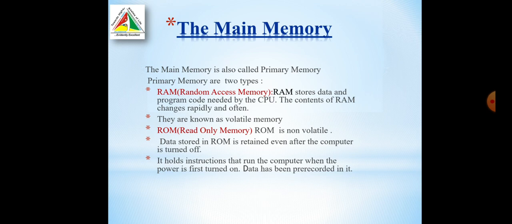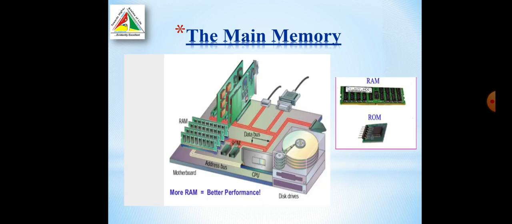But ROM is a non-volatile memory. Data stored in ROM is retained even after the computer is turned off. It holds instructions that run the computer when the power is first turned on. Data has been pre-recorded in it. So this is the look of main memory, RAM and ROM.